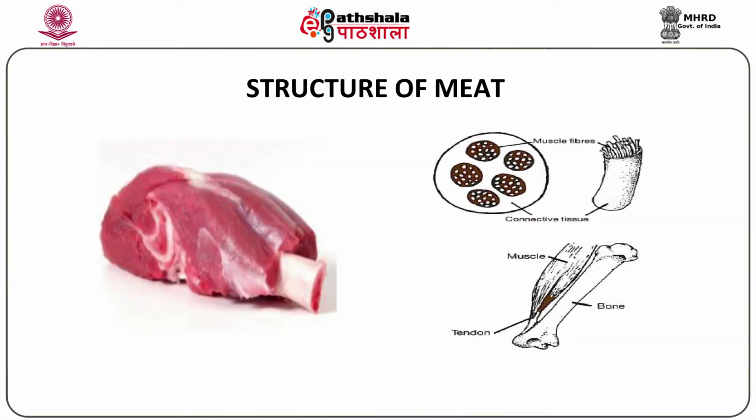So this is the diagram of the structure of meat. You can see the tendons here which connect the muscle to the bones, and you can also see the cross section of the muscle bundles, which are made up of individual muscle fibers, and they are surrounded by the connective tissue.